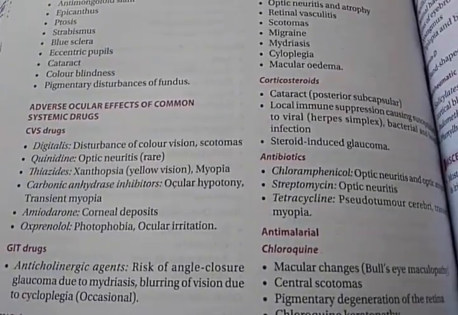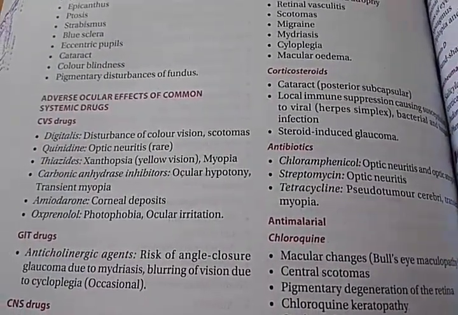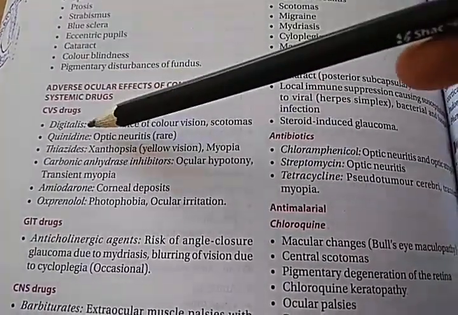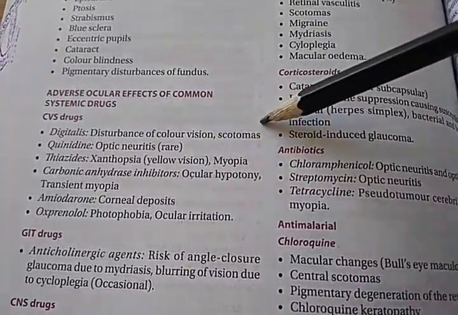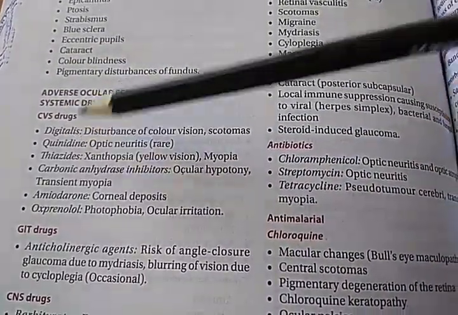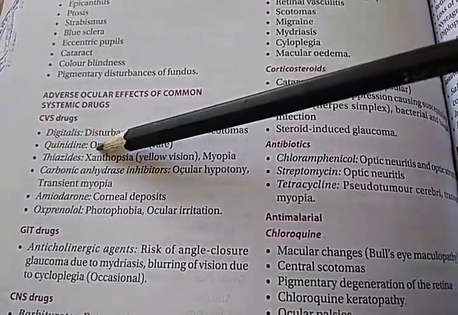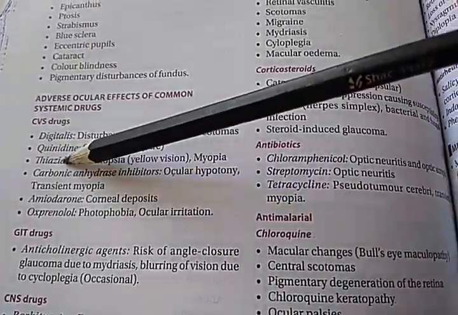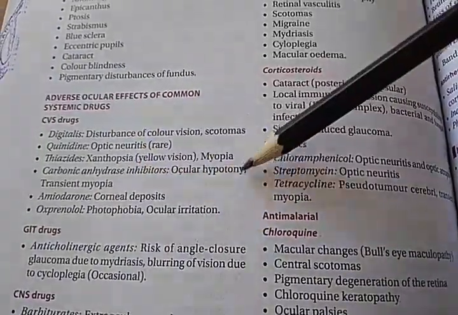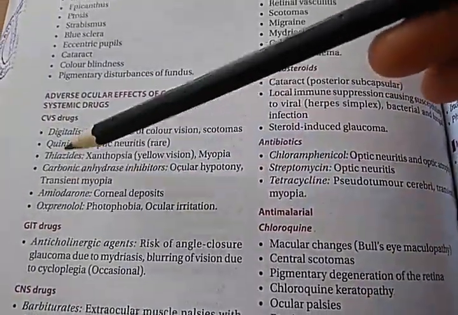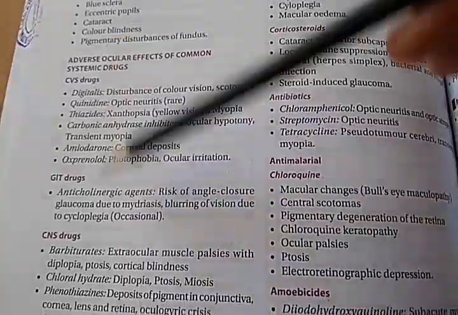Adverse ocular effects of common systemic drugs. So digitalis, what will digitalis do? It will cause disturbance of color vision, scotomas. What will quinidine do? Optic neuritis, which is rare. Thiazides can cause xanthopsia, yellow vision. So you take thiazides and you will see yellow vision. Myopia it can cause. Then so many. Nice. Now I like this.